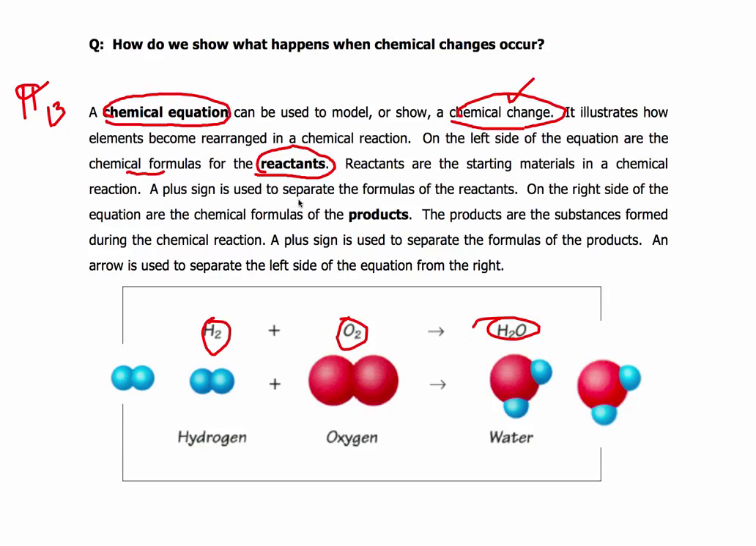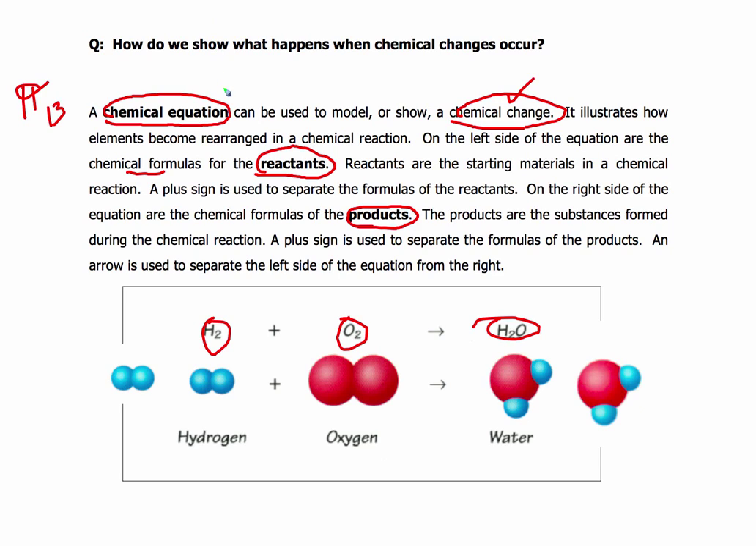A plus sign is used to separate the formulas of the reactants. So, here we have H2 and H2 plus O2. All right? On the right side of the equation are the chemical formulas for the products. The products are the substances formed during the chemical reaction. So a plus sign is used to separate the formulas of the products. An arrow is used to separate the left side of the equation from the right side. So I need you to get your green marking pencil, and let's make some sense of all this.